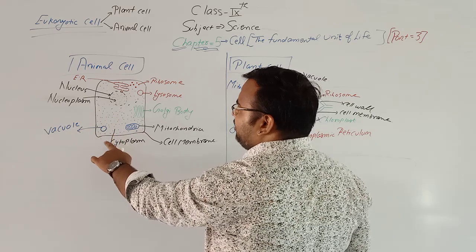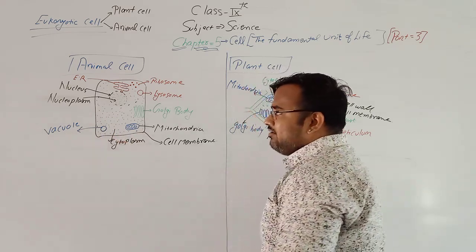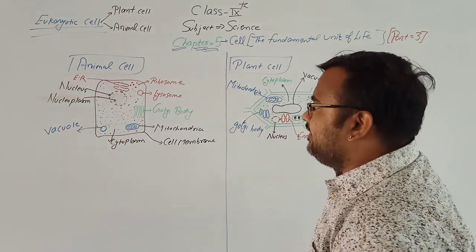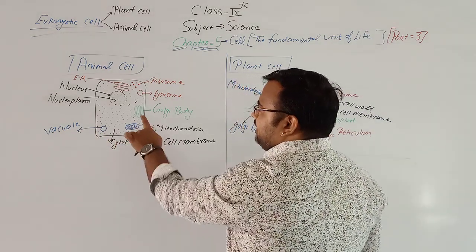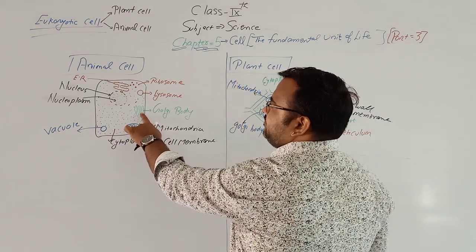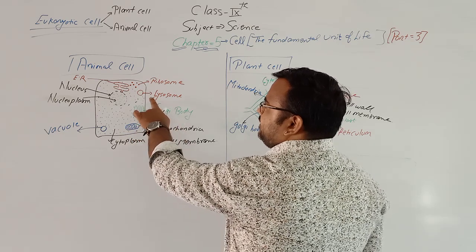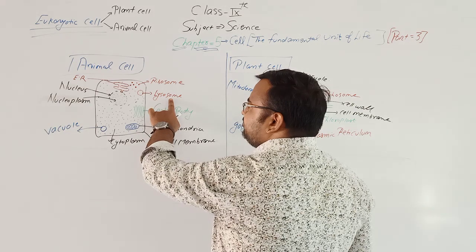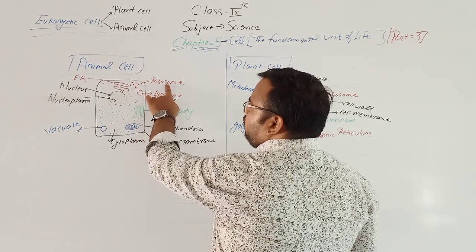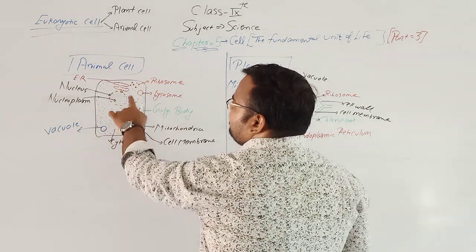These black dots are known as cytoplasm. What is cytoplasm? We'll see. Then this is vacuole. This is mitochondria. This is a rod-like structure which is known as Golgi body. This is lysosome. These are ribosomes. This is the nucleus.